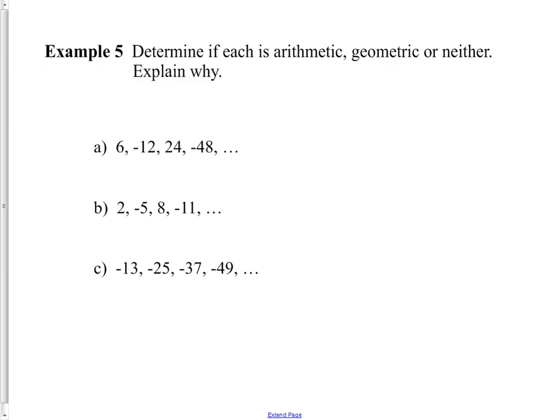So now we're just going through in example 5 and determining if we have an arithmetic sequence, a geometric sequence, or neither, and then explain the answers. So in looking at part A, it looks like I'm multiplying each term by -2. So 6 times -2 is -12. -12 times -2 is +24. So this would be an example of a geometric sequence.